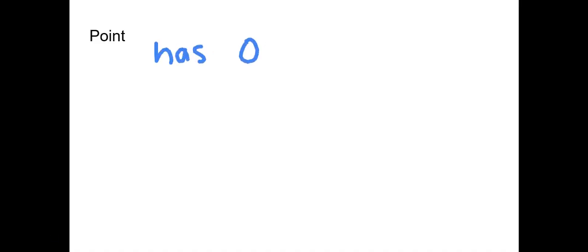Alrighty, so segments are a type of line, and we're going to talk about some definitions and properties that go with segments. So the first definition that I have for you might seem a little bit obvious. It's a point, and a point is something that has no dimensions. That's what defines a point.